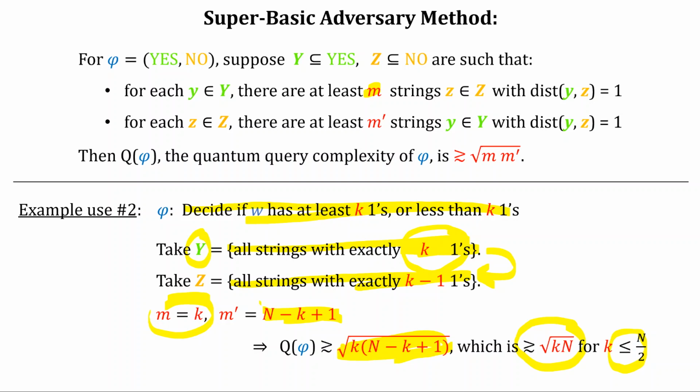And in particular, what's interesting is if k is, let's say, n over 2, that's a nice case, the problem of deciding whether w has more or fewer than half ones, the lower bound is proportional to capital N. So this actually shows that that's a really hard task, even for quantum query algorithms. You need to query proportional to n coordinates.